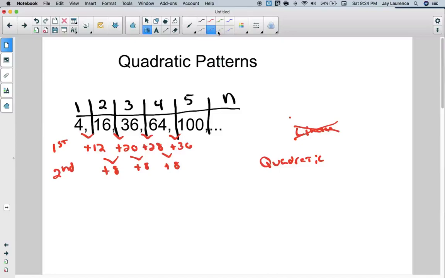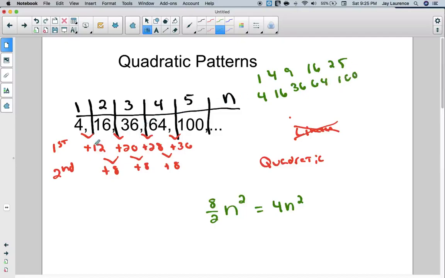Now remember, that means we're going to take n and raise it to the second power. But we need a coefficient, and the way we get the coefficient is we take the second difference, namely 8, and we divide it by 2. And so the pattern is going to be something like 4n squared in this case. So that means if you took the perfect squares, 1, 4, 9, 16, 25, multiplied them by 4, you're going to get 4, 16, 36, 64, and 100.